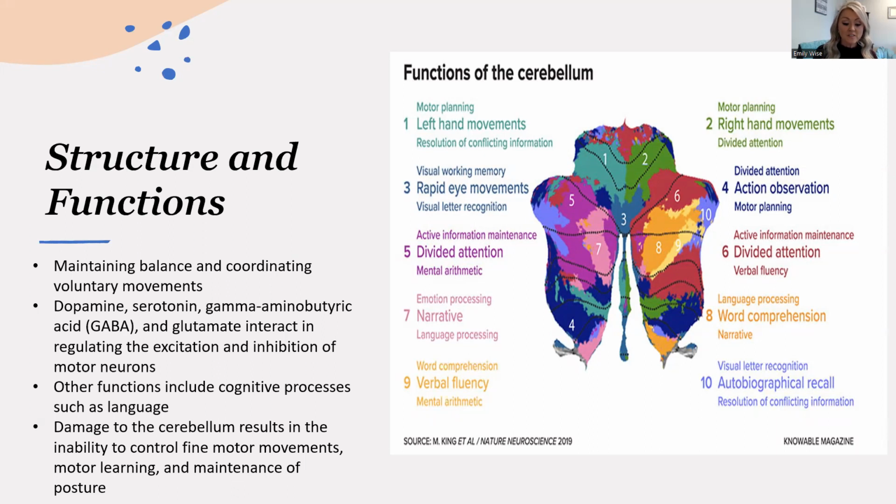The function of the cerebellum is most known for movement. The cerebellum is responsible for those functions when we learn motor skills or to maintain balance. Other functions of the cerebellum include cognitive processes such as language. Movement is not necessarily initiated in the cerebellum, but it does play an active role in the sequencing of movements. Damage to the cerebellum results in the inability to control fine motor movements, motor learning, and maintenance of posture.